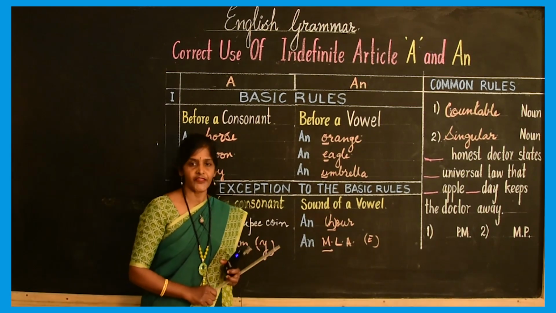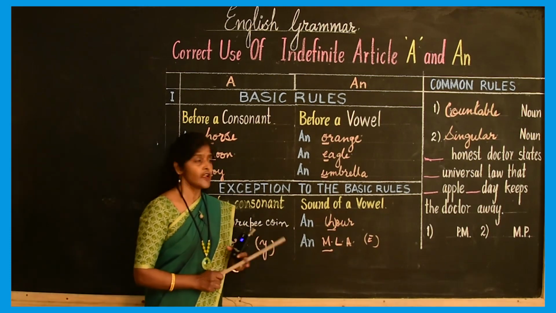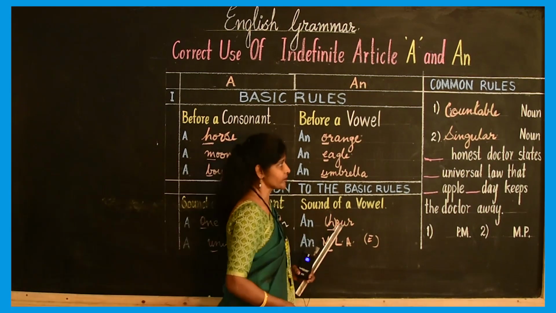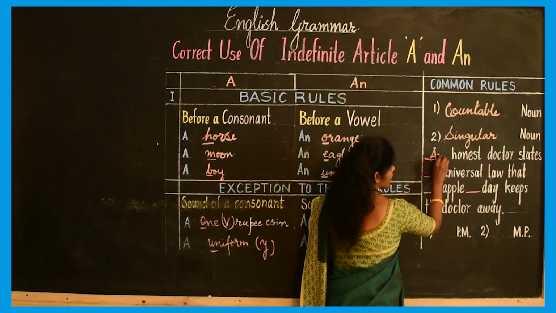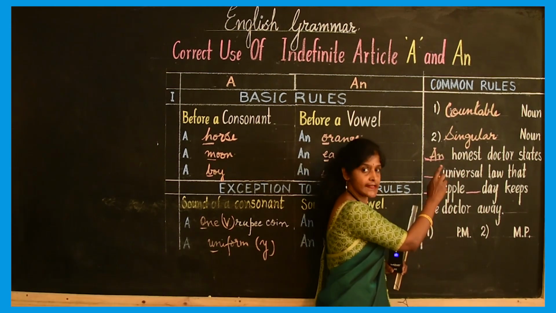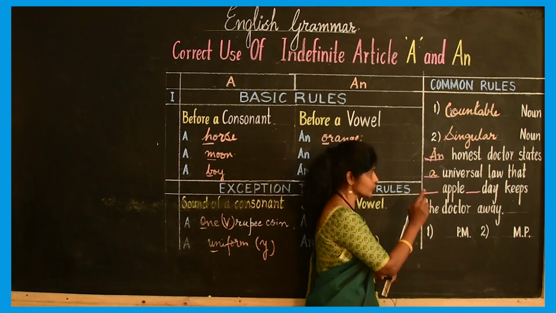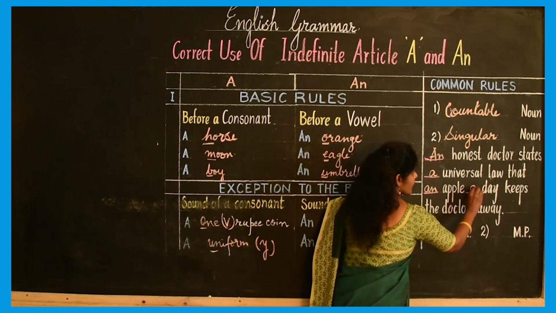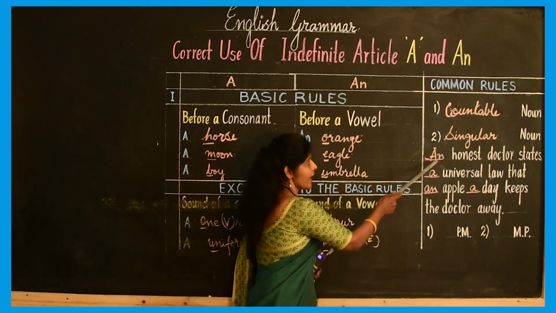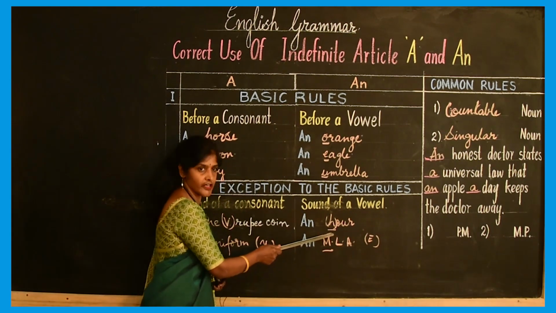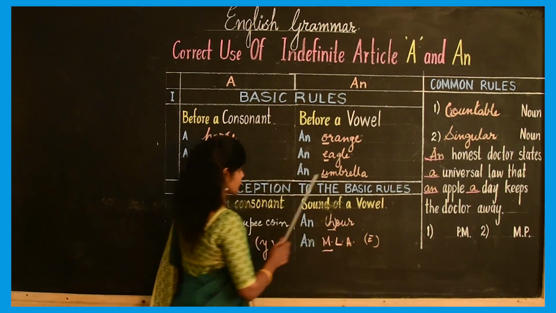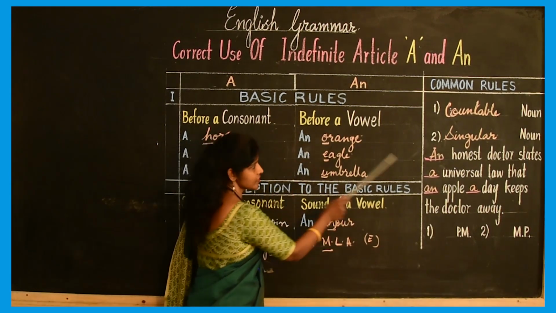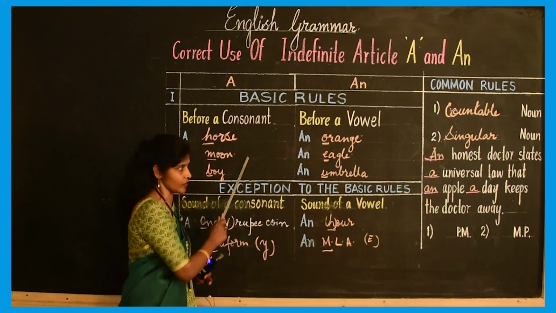Now, for better understanding, I have framed a sentence where I have incorporated all the 4 rules together. For example, an honest doctor states a universal law that an apple a day keeps the doctor away. An honest doctor goes according to this law, a universal law as per this, an apple goes according to this, a day is as per this law.